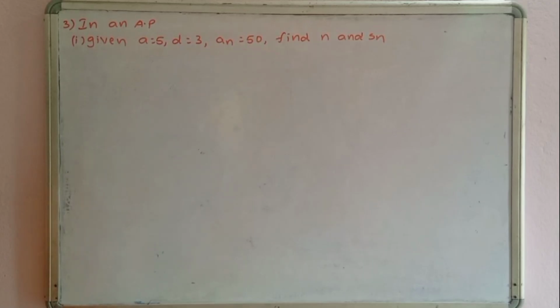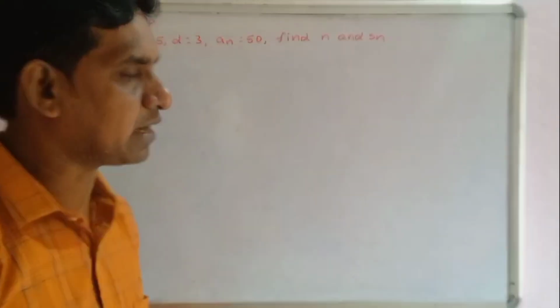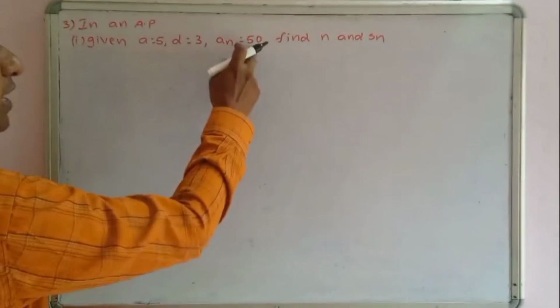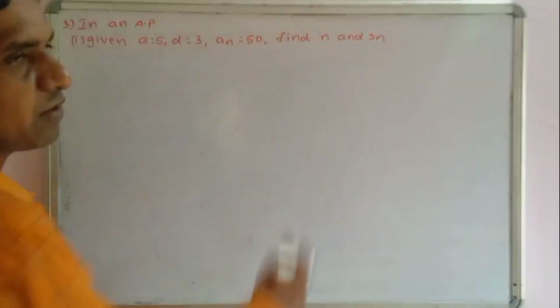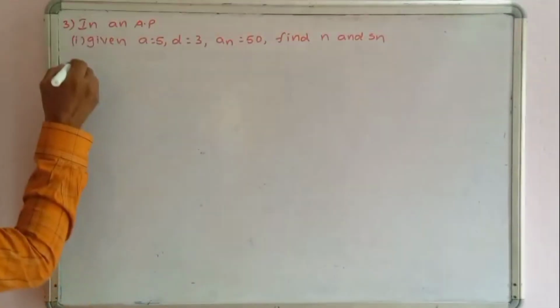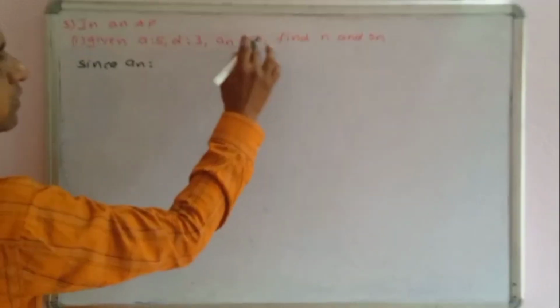In an AP, given A equals 5, D equals 3, and An equals 50. Find n and Sn. See, A equals 5, D equals 3 and An equals 50 is given. So now we will find the values of n and Sn using these terms.